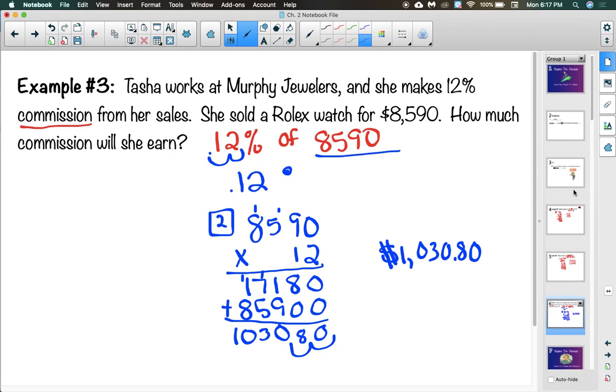Okay, so percent of a number, of means to multiply. Don't forget to change your percent to a decimal, and commission is just a percent of the sales. Don't forget to do your practice problems and ask questions tomorrow in class.